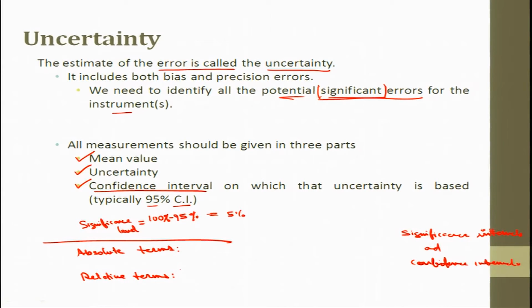So it can be expressed in both ways. Absolute terms means the uncertainty is the mean value plus or minus something; that something we add to or subtract from the mean value is the uncertainty. For instance, if I measure the height of this pen, this stylus, it is about 150 mm, so it can be plus or minus something. Let me say 150 mm plus or minus 0.5 mm. This is the mean value, and this is our uncertainty, which I call epsilon.